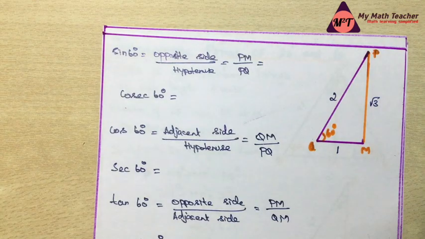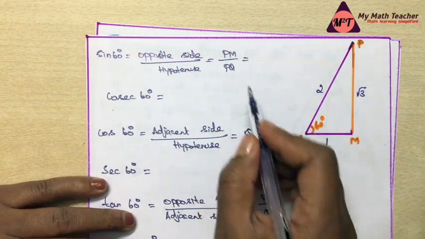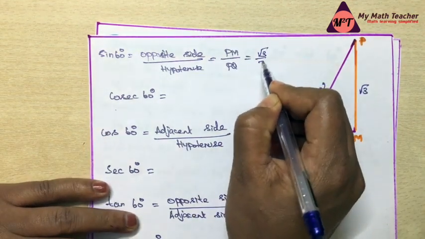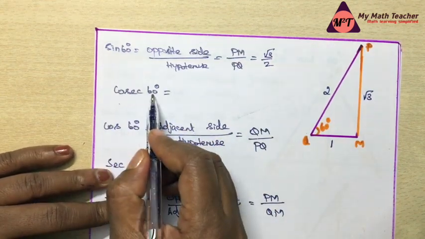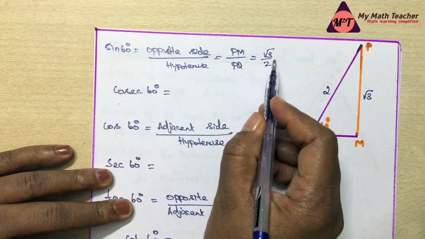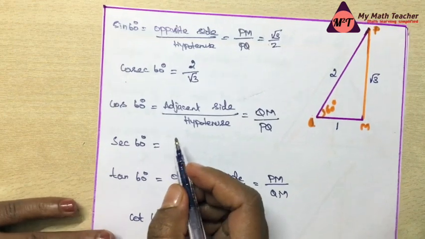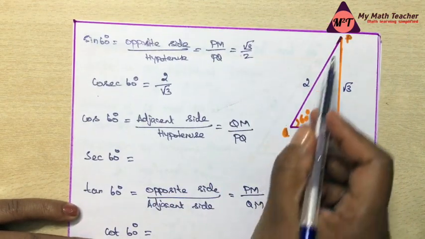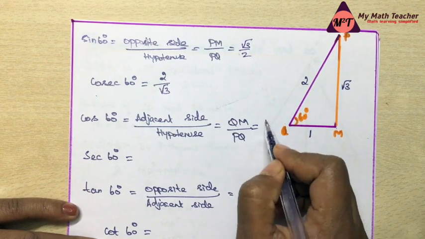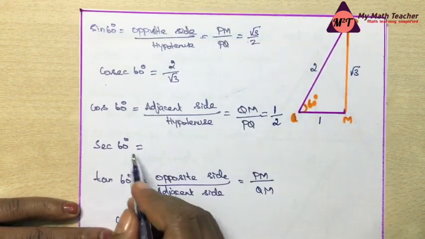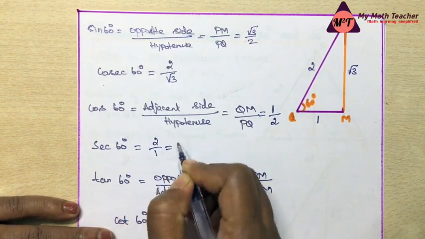For sin 60, it is opposite side PM by PQ, that is root 3 by 2. This is sin 60. So the reciprocal of sin 60 is cosecant 60, which will be just the reverse of this, that is 2 by root 3. Next, cos is adjacent side QM by hypotenuse PQ, which is 1 by 2. Secant is just the reverse, 2 by 1, which is 2.